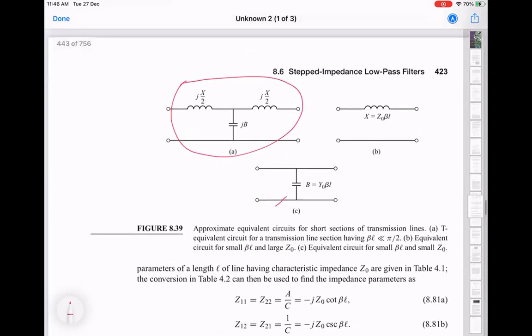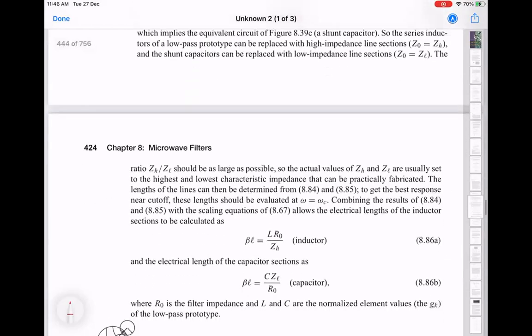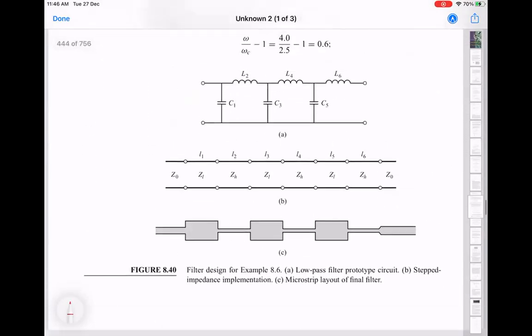So the advantage here is that you can basically just have two values of characteristic impedance of transmission lines, one low and one high. And then you can construct something where you start from here and you replace all the inductances with a high impedance transmission line section and all the capacitance with the low impedance transmission line section. But because the value of L and C is changing, the lengths of these sections are going to depend on that. It's still the same model.